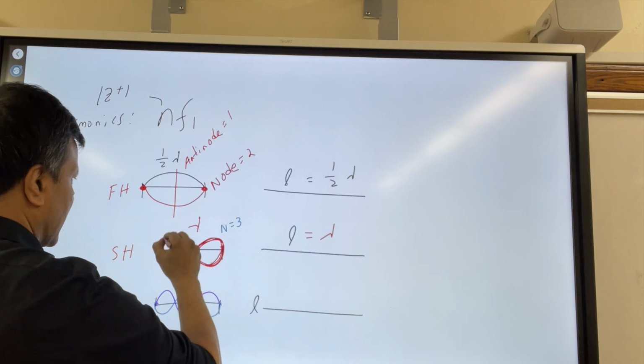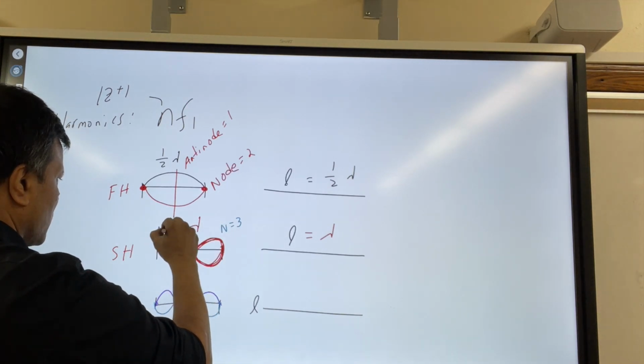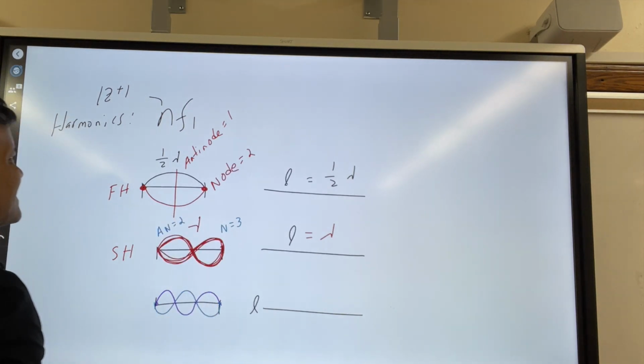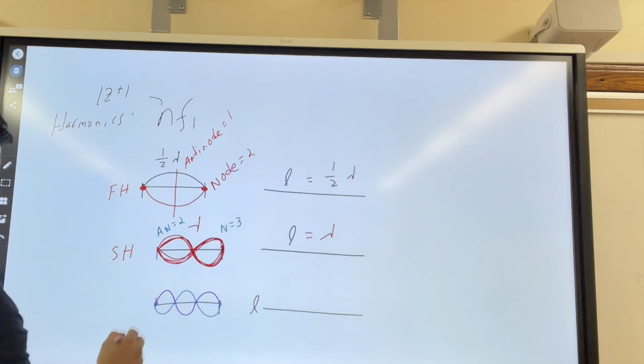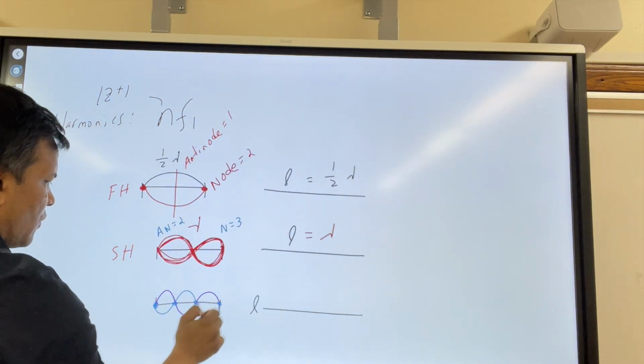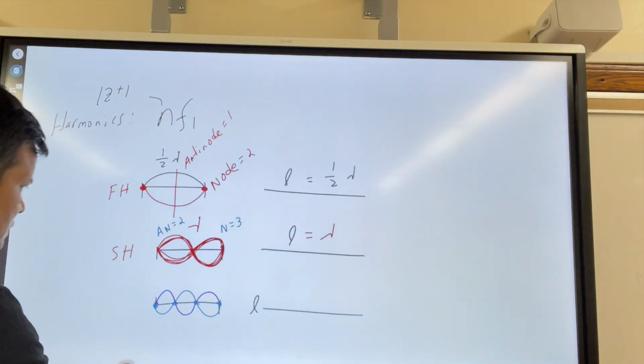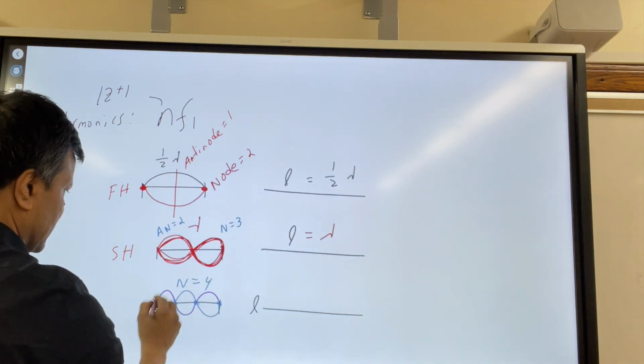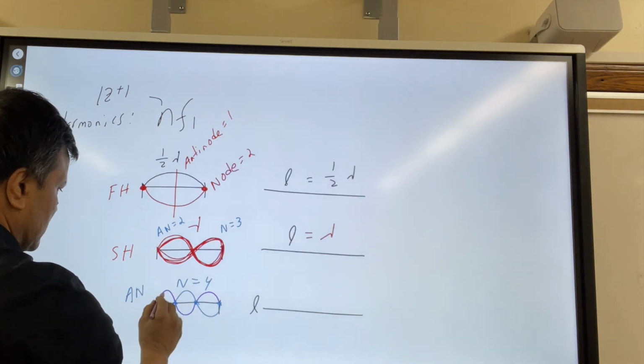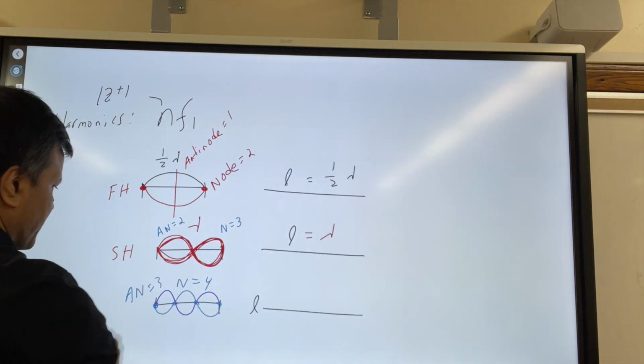3 nodes. Antinode 1, 2. Antinode 2. Okay, here 1, 2, 3, 4 nodes. Node 4. Antinode 1, 2, 3 at the maximum displacement.